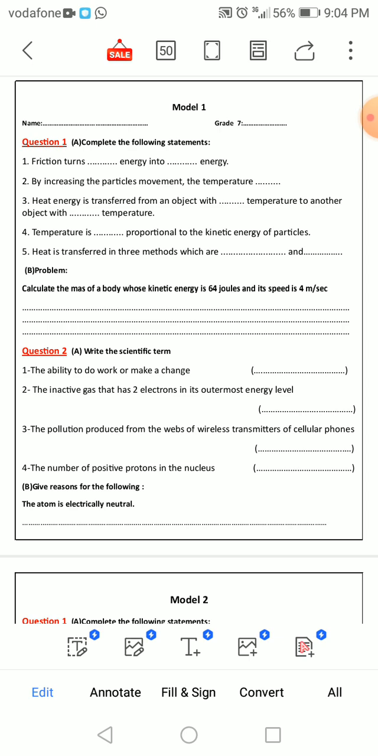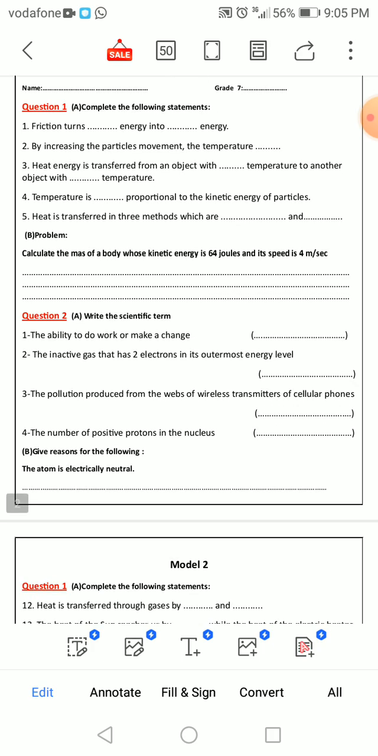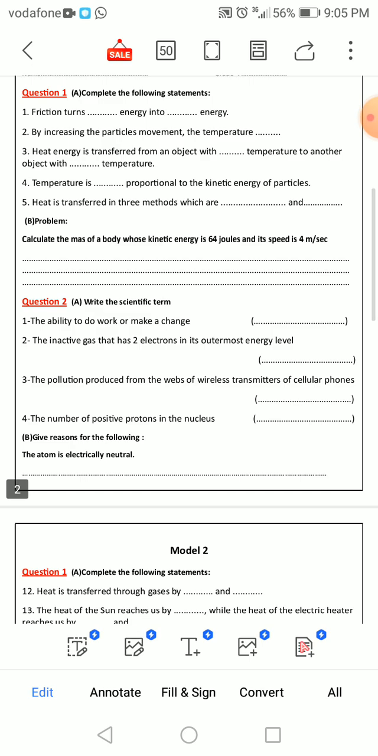Number B. Problem. Calculate the mass of a body whose kinetic energy is 64 joules and its speed is 4 meters per second. So the kinetic energy equals half mass times v squared. After that, write the scientific term. It is the ability to do work or make a change. It's energy. The inert gas that has 2 electrons in the outermost energy level, helium.